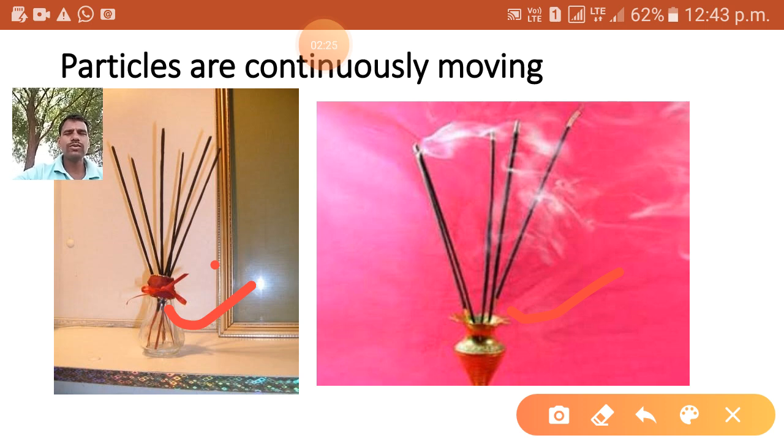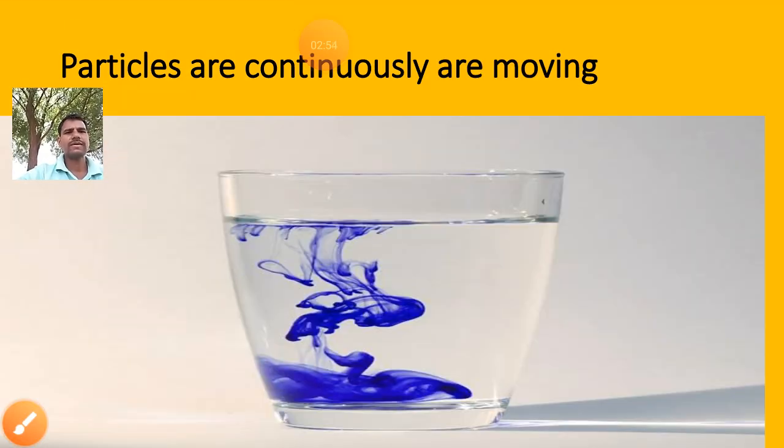So, if you have to get the smell from an unlit incense stick, I'm sure you have to go close to it. That's when you will be able to get its smell. On the other hand, if you have to get the smell from a lit incense stick, you don't have to go very close to it. You will get its smell from a long distance. It means that the speed of the particles is different in both the cases.